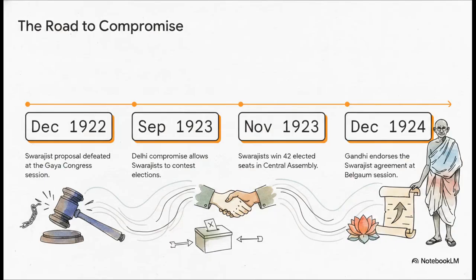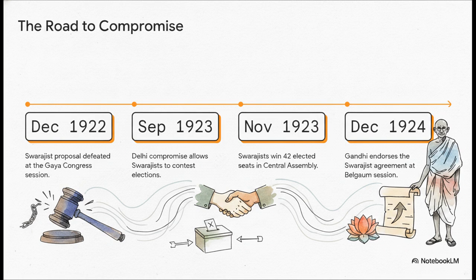Now, this clash could have been an absolute disaster for the movement. Initially, the Swarajist proposal was totally voted down at the Gaya Congress session in late 1922, which led Das and Nehru to just form their own Swaraj Party. But nobody wanted a permanent, catastrophic split like they'd seen back in 1907.